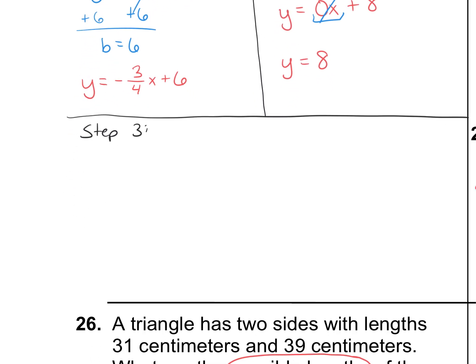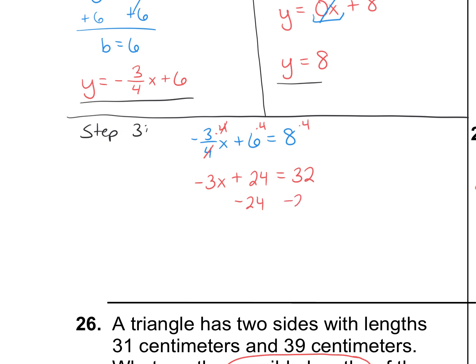Set those two equations equal to each other to find your coordinate. So I'm going to take negative 3 over 4 x plus 6 equal to 8. How do I solve this? Times 4. Now this is when you want to multiply by 4, because we don't like fractions. We want to get rid of them. Here, the 4's cancel out. What am I left with? Negative 3x plus 6 times 4, which is 24, equals 32.